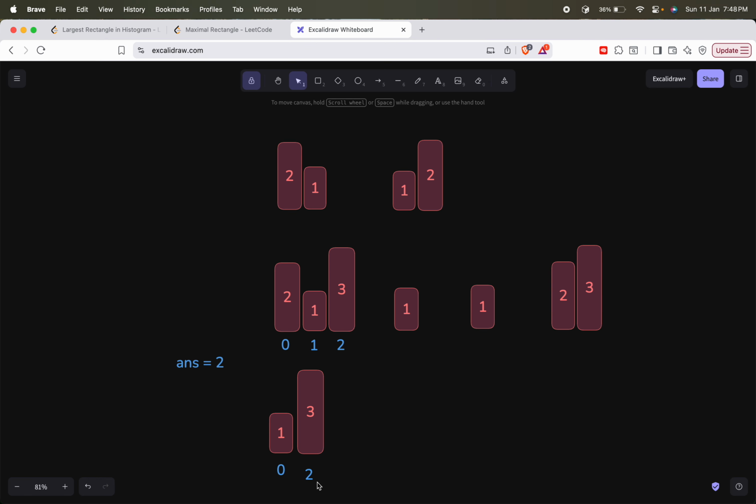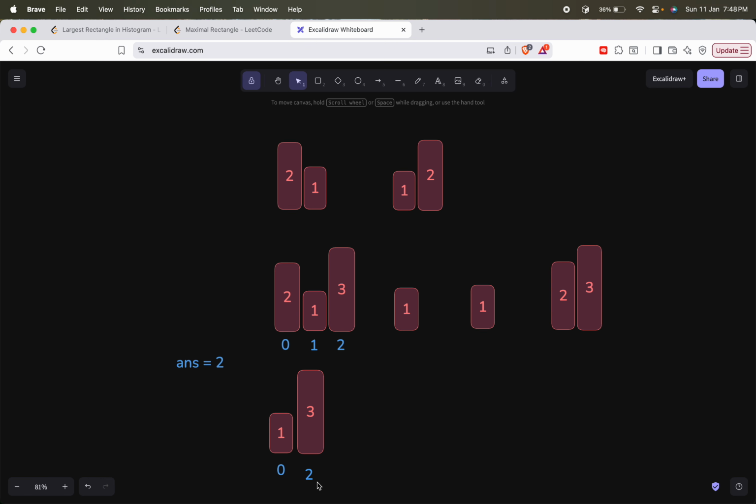Okay, so now once we have processed all the bars, our stack can still be non-empty. If our stack is non-empty, that means I should still consider the area for the elements present in the stack. I will be simply popping the elements from the stack and calculating their areas. I will be popping this element and calculating its area. I will be popping this element and calculating its area. Okay, so that is what I'm doing here.